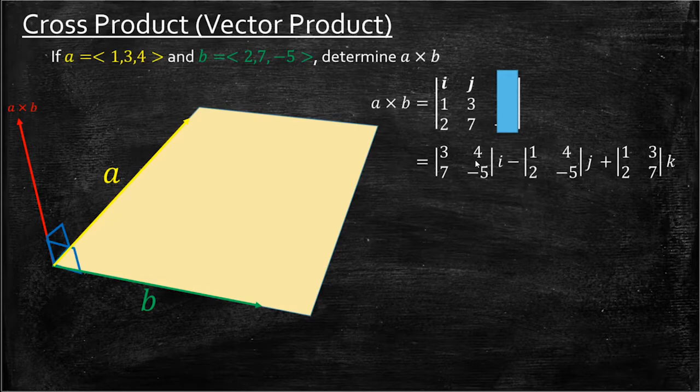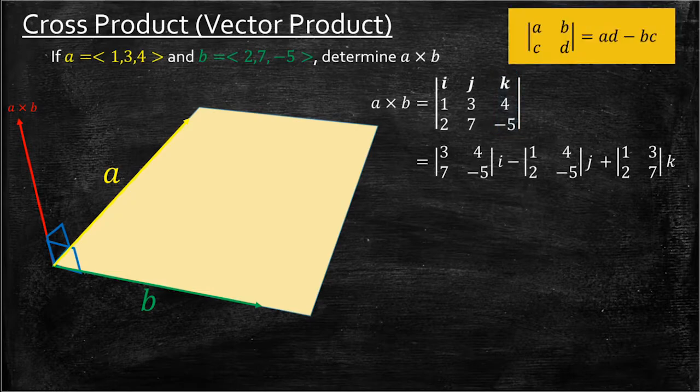Now we need to find the determinants of each of these. So to do that, we use the formula up at the top here. So AD minus BC. All right, so what does that give us?